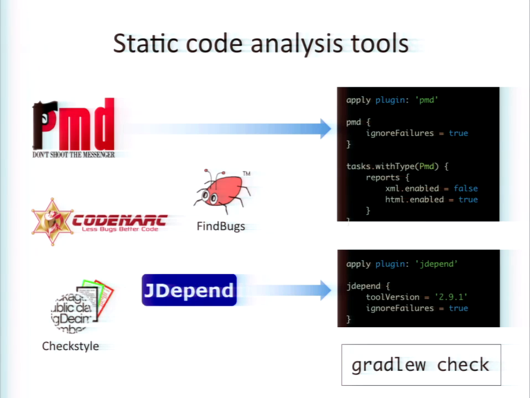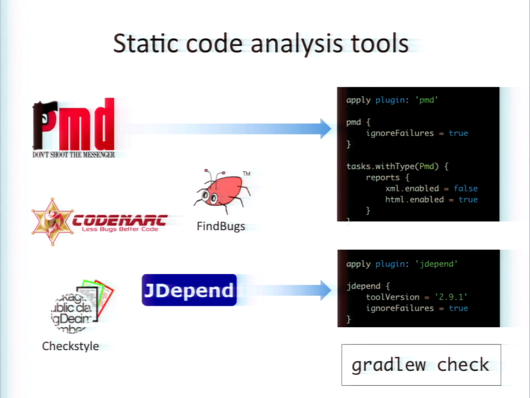Most of you are probably familiar with tools like PMD, FindBugs, and Checkstyle, very common tools. JDepend if you want to define dependencies in your code, so this layer can depend on that layer, but not the other way around. And then CodeNarc is a tool for Groovy, so it's kind of the Checkstyle and FindBugs for Groovy.